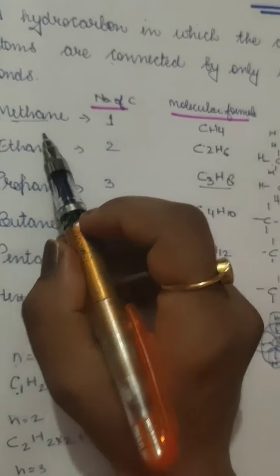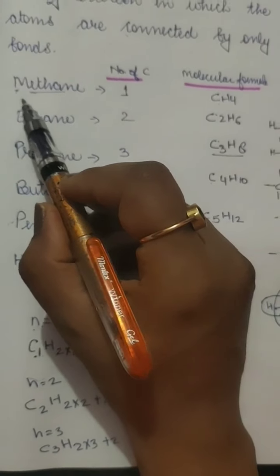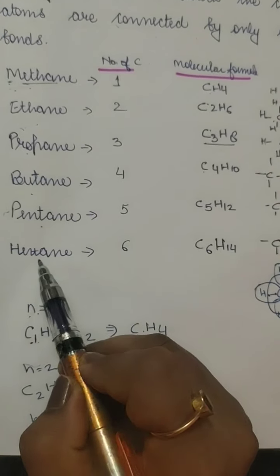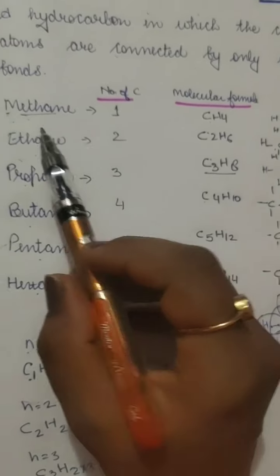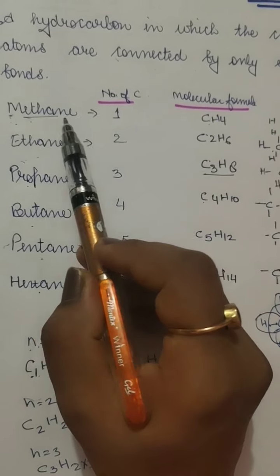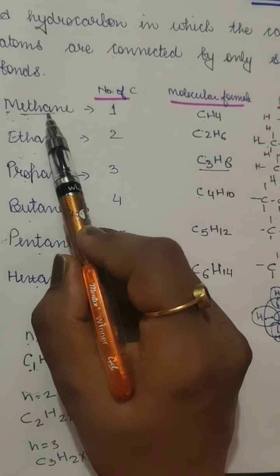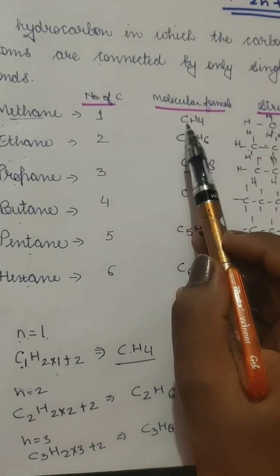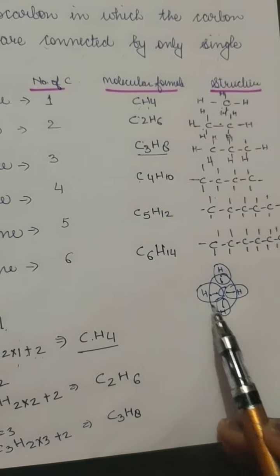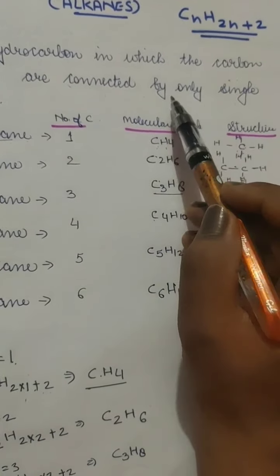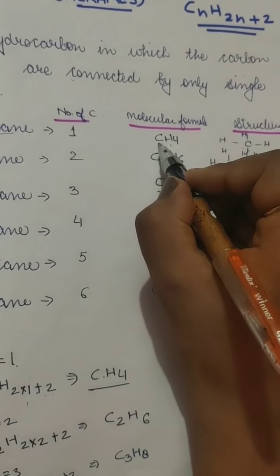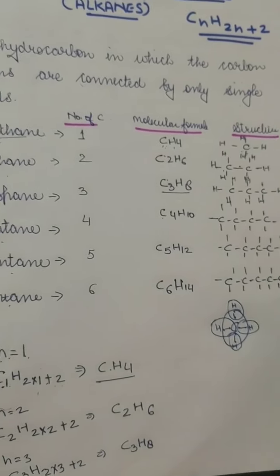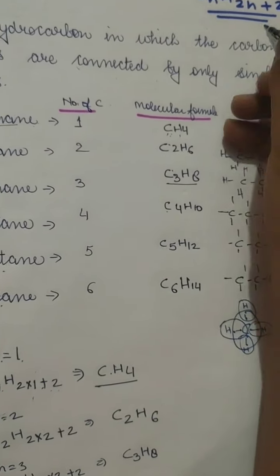The first one is meth. Meth means 1, eth means 2, prop means 3, but means 4, pent means 5, hex means 6, and so on up to 10. Because it's an alkane, the suffix will be ane. So methane has only 1 carbon atom and 4 hydrogens, since the formula says CnH2n+2. When C is 1, H is 2n, that is 2 into 1, which equals 2, and plus 2 becomes 4.